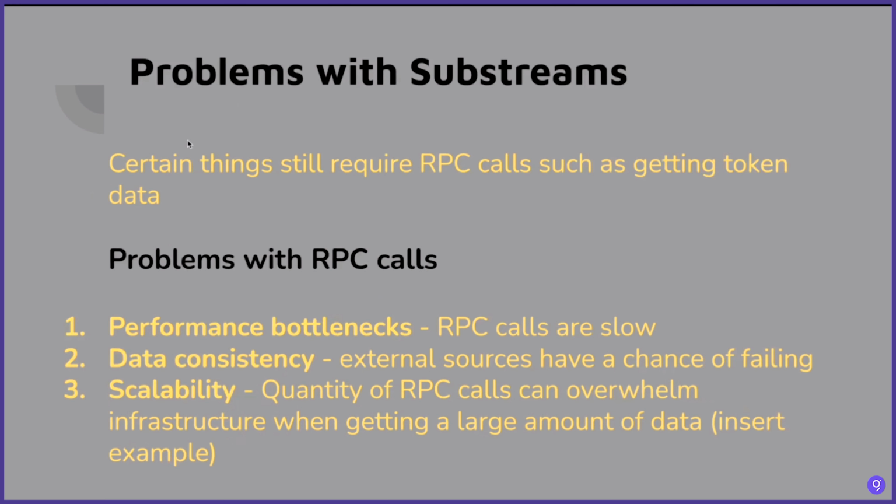However, one problem with substreams is that certain things will still require RPC calls, which is a little slow. So there are performance bottlenecks with speed, especially if you have a lot of RPC calls, which slows things down a lot. Also, sometimes RPC calls don't always work. Those two create scalability problems, because if it's slow and the data is not consistent, that's not good for scalability.